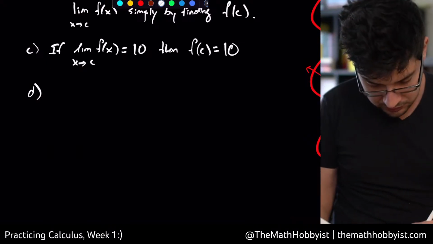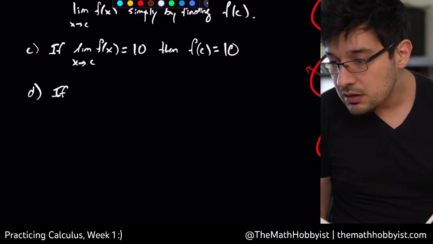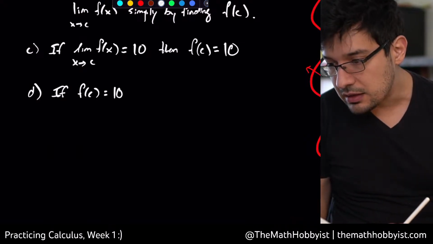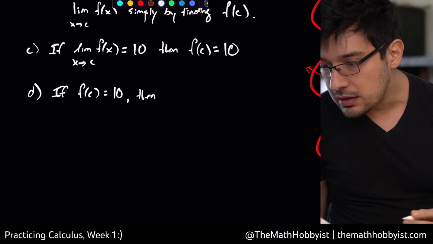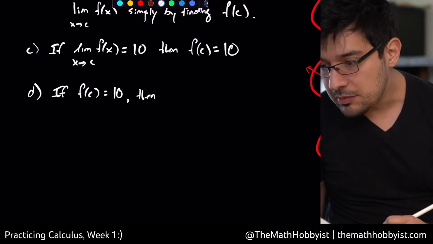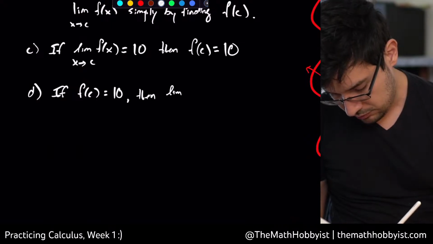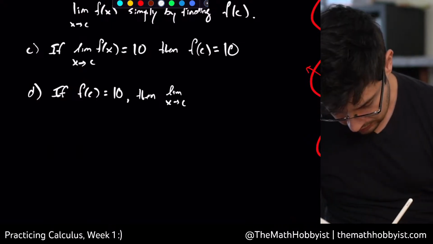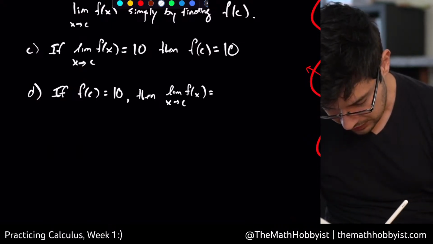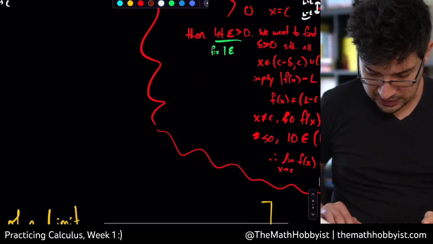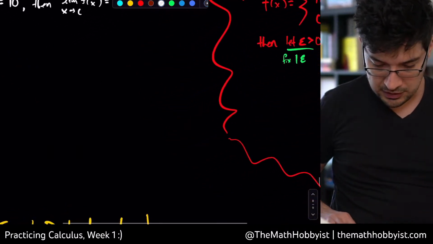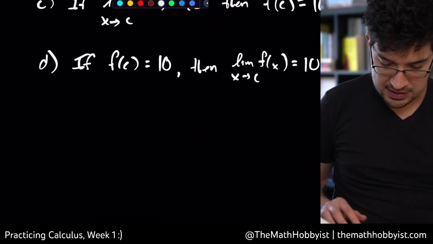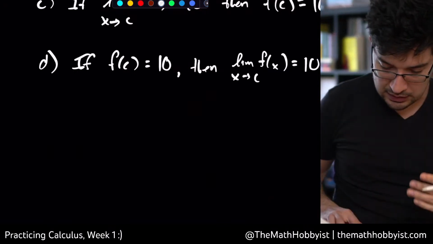All right, true or false? If f of c equals 10, then the limit as x tends to c of f of x equals 10. Well, that's false again, really, by an extremely similar argument. It's the same argument. Just keep using these.